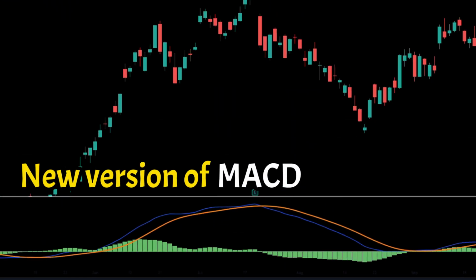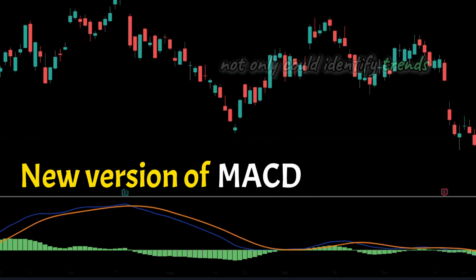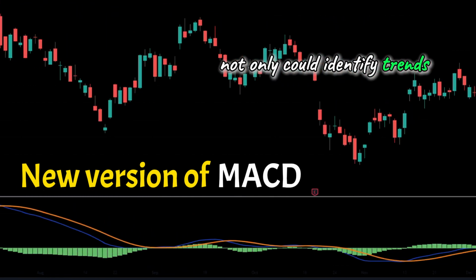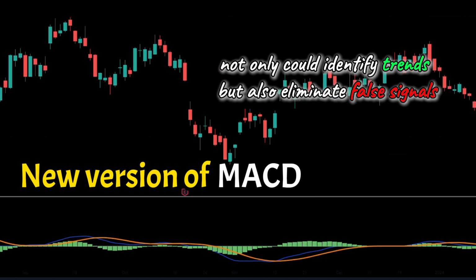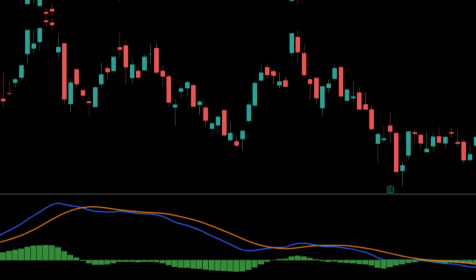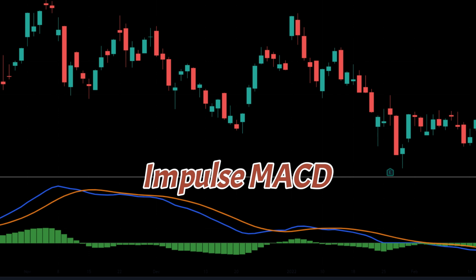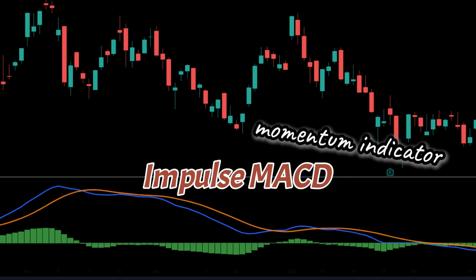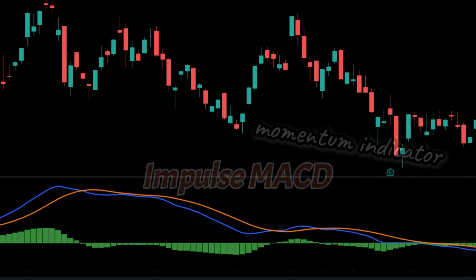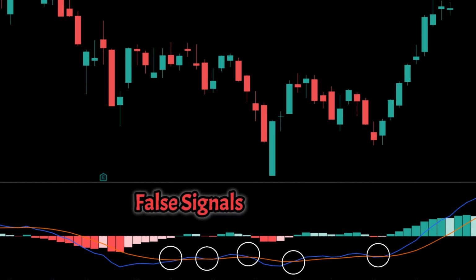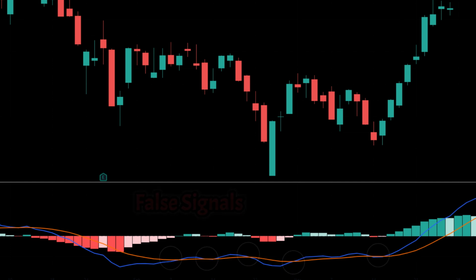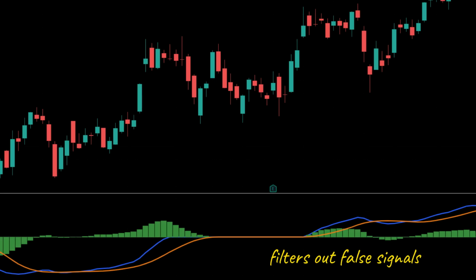So here is my new version of the MACD strategy. This MACD strategy could not only identify trends, but also eliminate false signals when the market is in a range, and it is called the Impulse MACD indicator. It's similar to the old MACD. The Impulse MACD is also a momentum indicator that could detect trends. However, it has its own unique feature. The difference is that, unlike the normal MACD, which shows many false signals when the market goes range, the Impulse MACD filters out these false signals and goes completely flat, as you can see here.